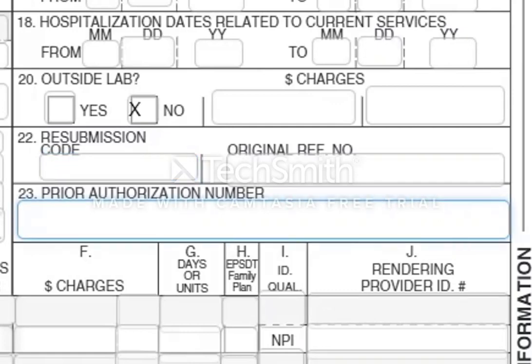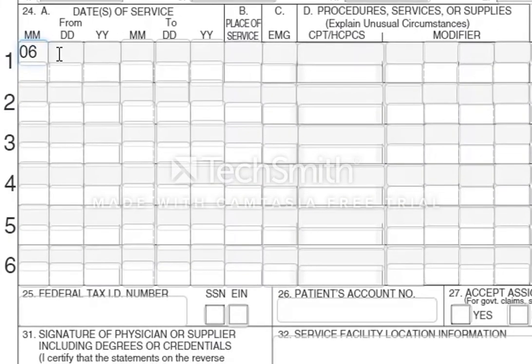Now, if that patient is only there for the one day, we're going to go ahead and put this in Block 1 of 24A. Remember, if they're only there for that single day, we do not need to put that 2 in. Place of service will be 11 for the office, 21 for the hospital. If it's an emergency, which is going to be your 24C, we are just going to leave this blank with workers' compensation.